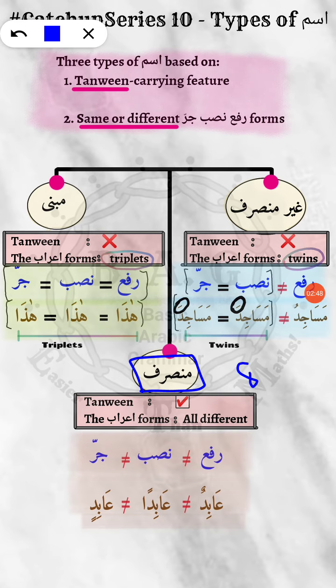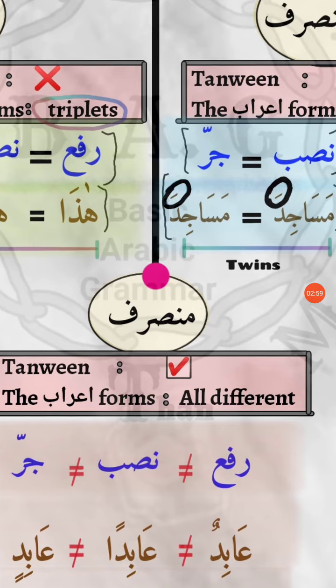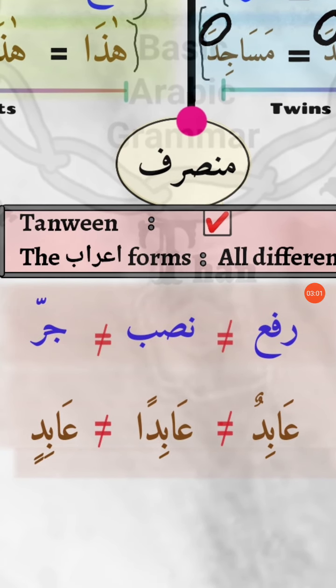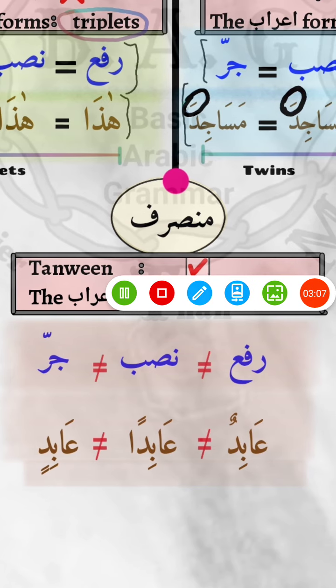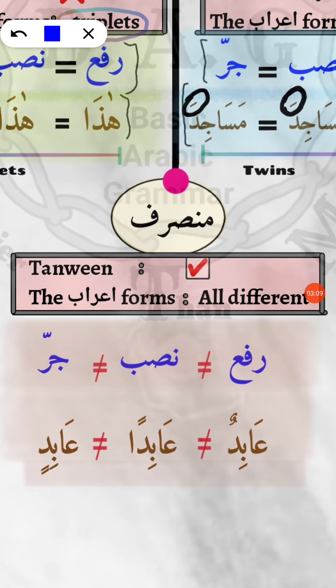Now, about 85% of the asma in Arabic are munsarif, so you only need to worry about these, and that's all. Now, beginning with munsarif asma, because they are the majority, therefore the authority. First of all, the first feature that differentiates these various kinds of asma is whether an ism carries tanween or not. So all the munsarif asma in their default root word state do carry a tanween, hence the check mark.